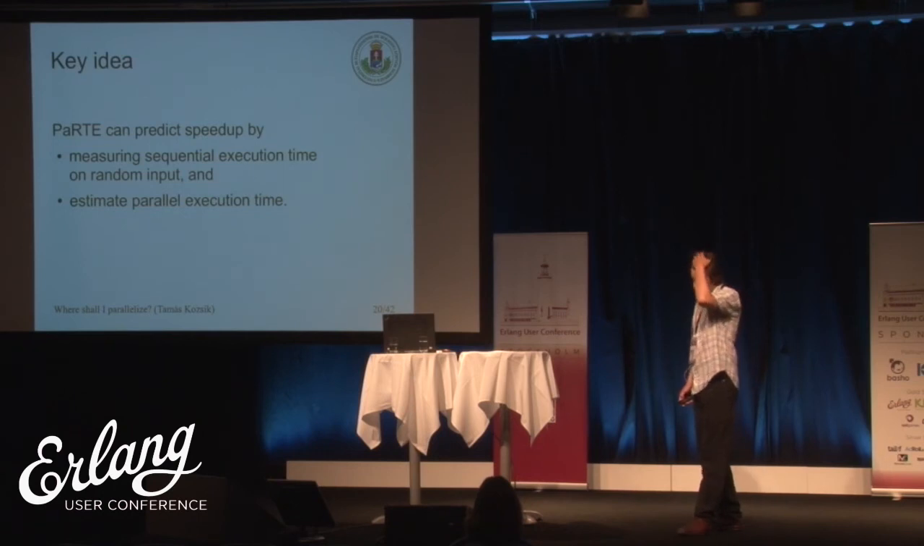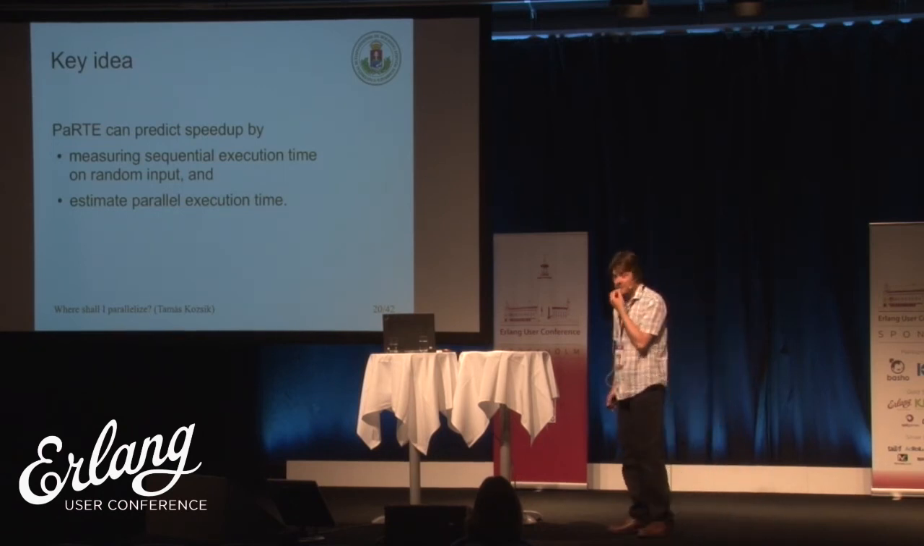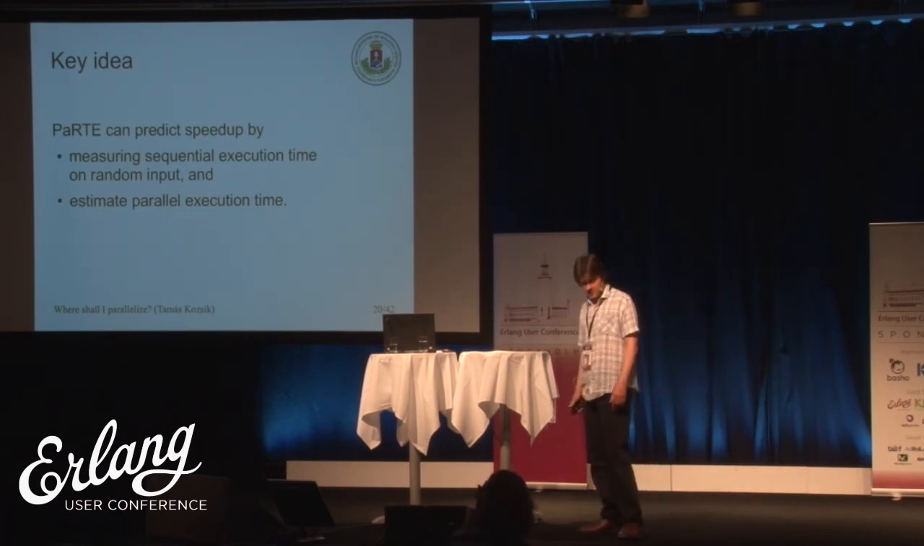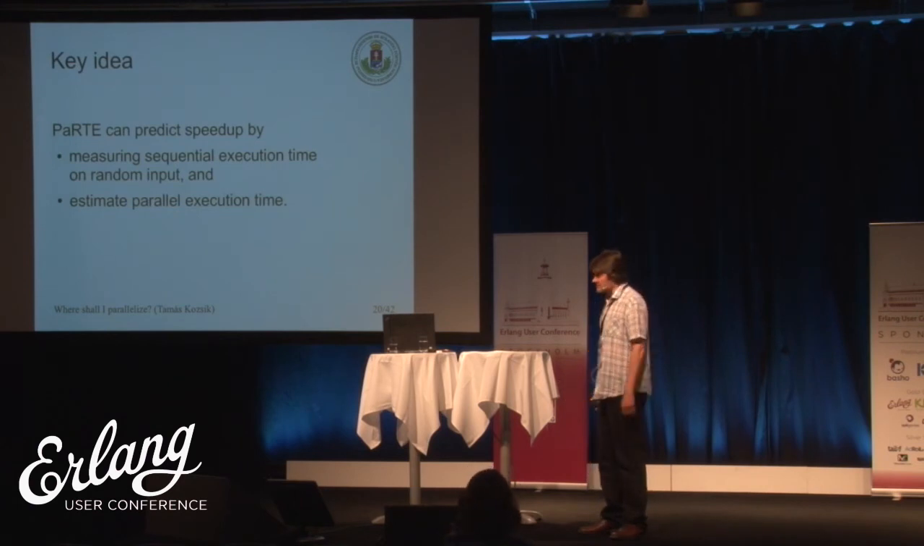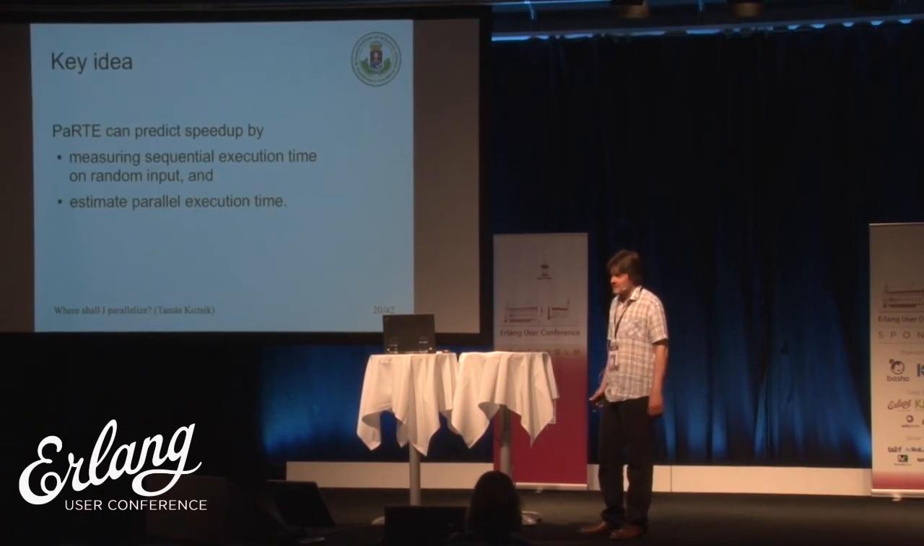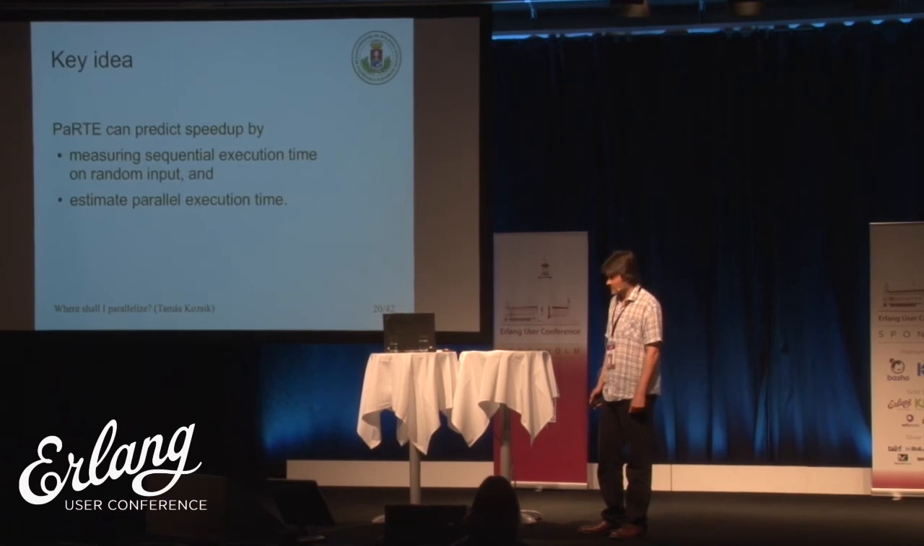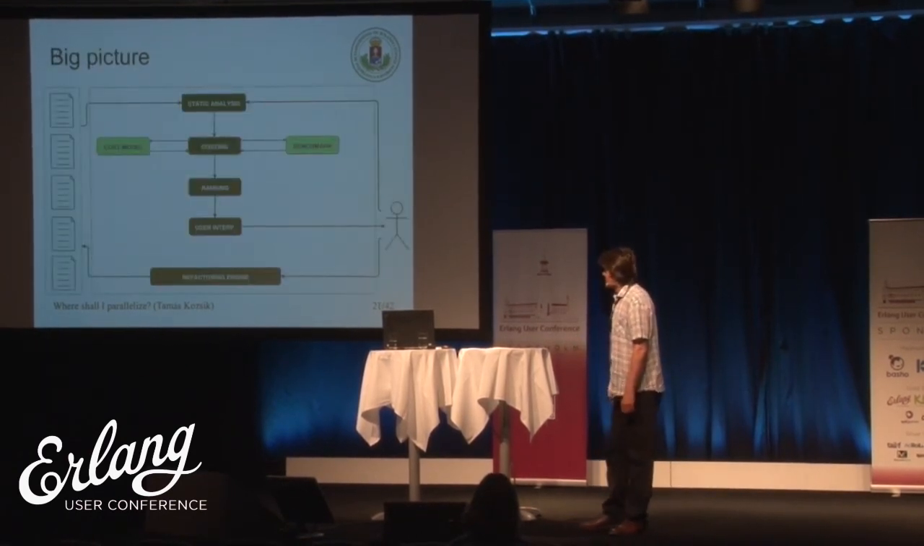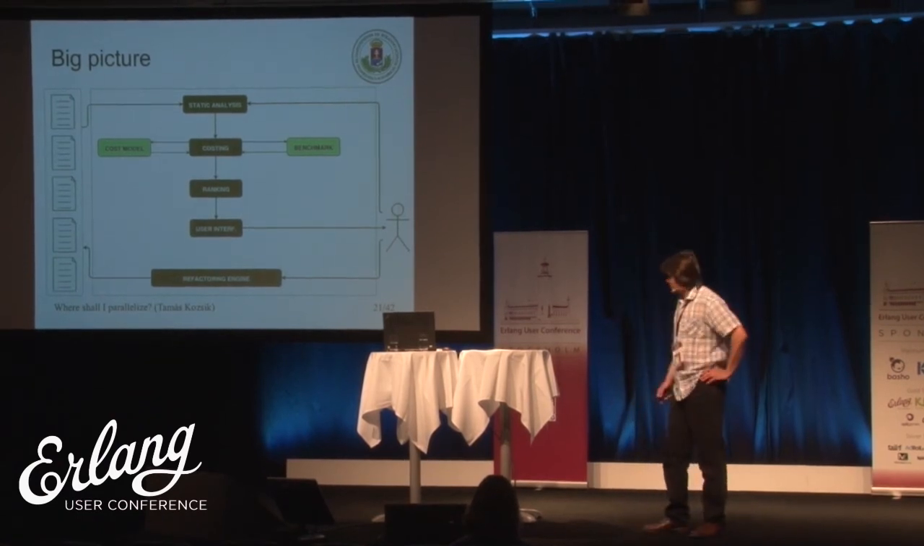So the key idea behind our tool is that we can predict speed up by measuring the sequential execution time of certain components in the program. We just generate some random input data, measure the execution time, and try to estimate the parallel execution time with a cost model. And if this estimation is good enough, then we can predict the speed up quite precisely. So this is the big picture of the tool.